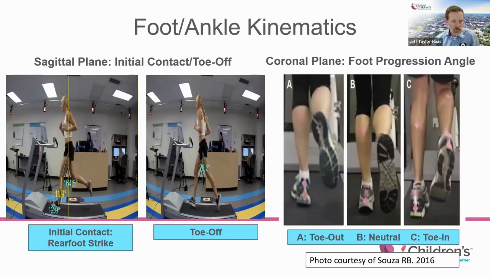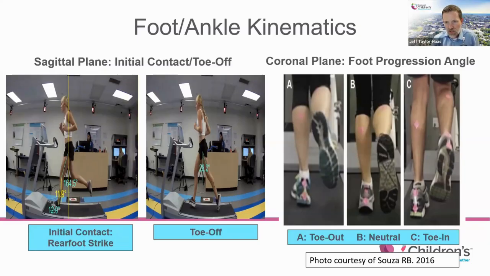When we look at the sagittal plane at the foot and ankle, what we can really appreciate is the vast majority of our runners at initial contact are rear foot strikers, somewhere in the neighborhood of 75 to 90% of all runners are rear foot strike runners. The center of mass is high at initial contact, and then at toe off, that foot is now in a plantar flex position as we're lifting off towards the flight phase.